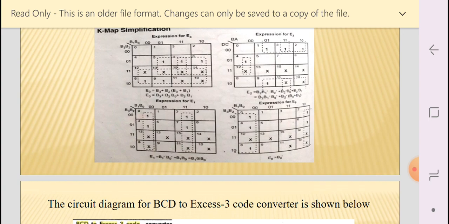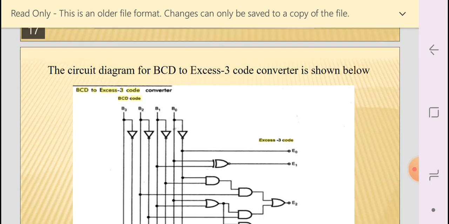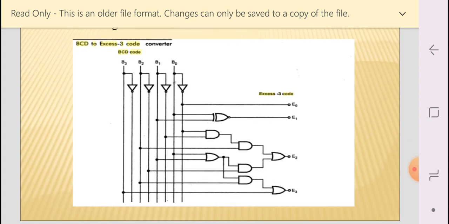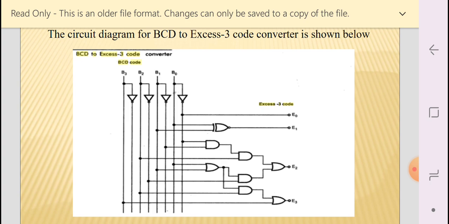And from this K-map we are getting the logical expression, right? So now this is the circuit diagram for the BCD to XS3 code converter. Look here, B3, B2, B1, B0, and this is the XS3 code E0, E1, E2, E3. E0 equal to B1 bar, so it is connected with the NOT gate, right?